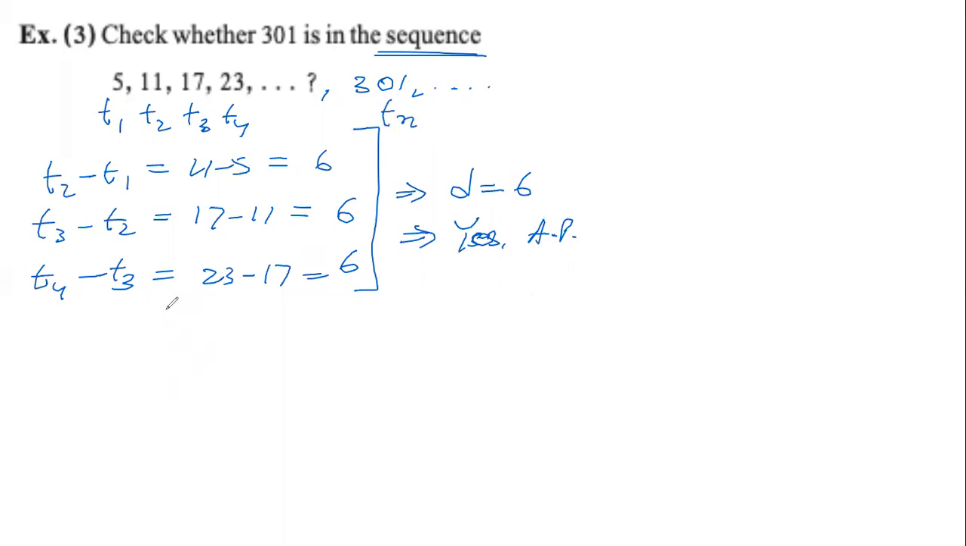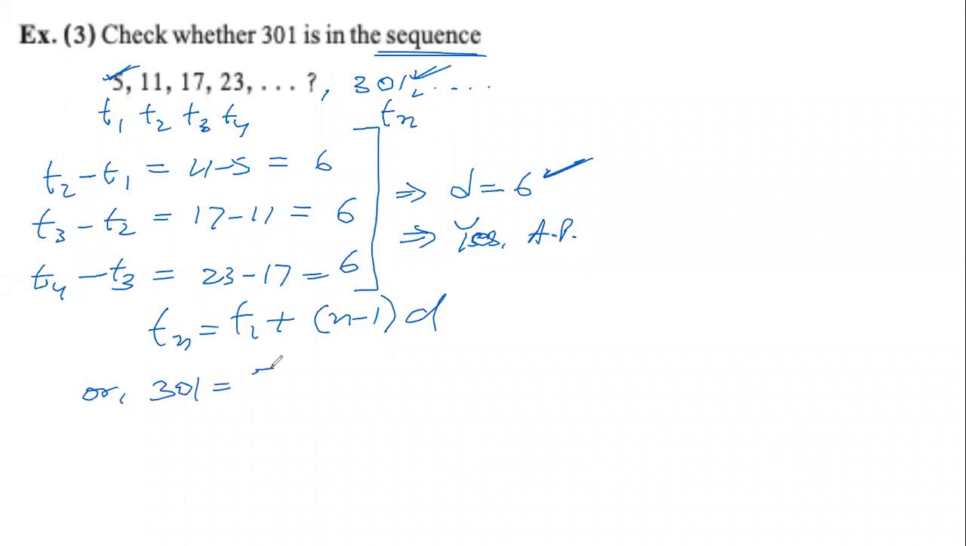We know Tn equals T1 plus n minus 1 into D. Our D is 6. Our T1 is 5. And we will try to find out if our Tn is 301. So what is the equation? 301 equals 5 plus n minus 1 into 6. What is this once again? This is a linear equation in one variable.